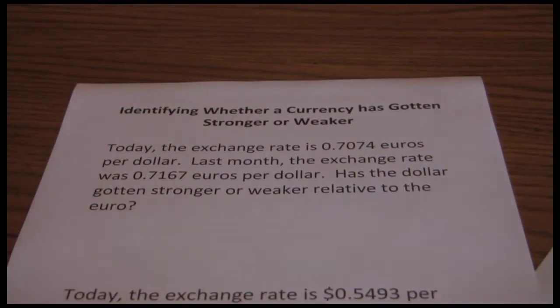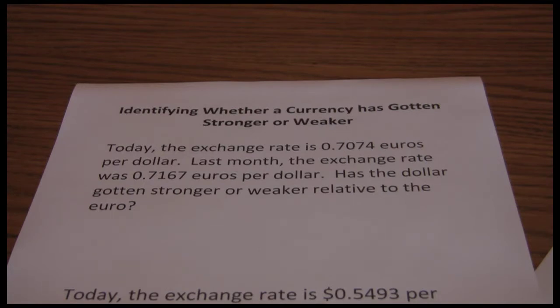Another common situation that you hear about when you're talking about currencies is whether the US dollar has gotten stronger or the US dollar has gotten weaker relative to another currency. And this is something that sometimes people get pretty intuitively. Some people struggle with identifying whether a currency has gotten stronger or weaker. The easiest way to think of it is in terms of purchasing power.